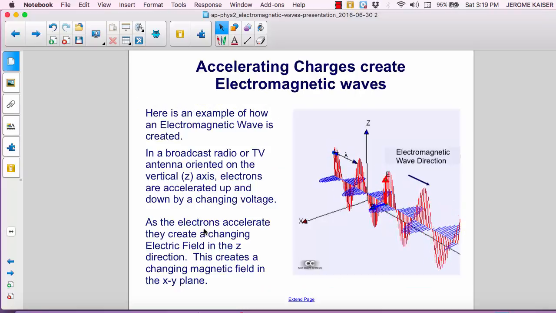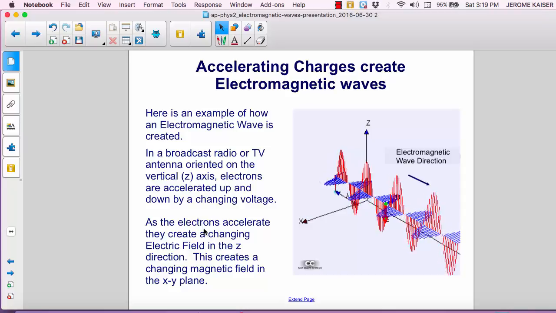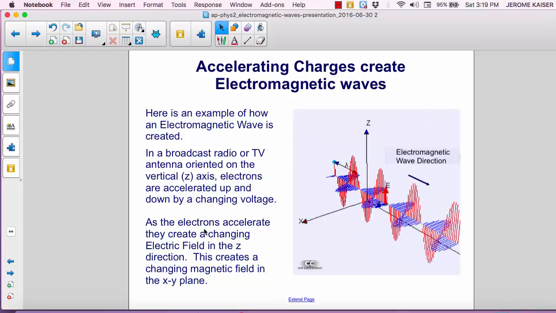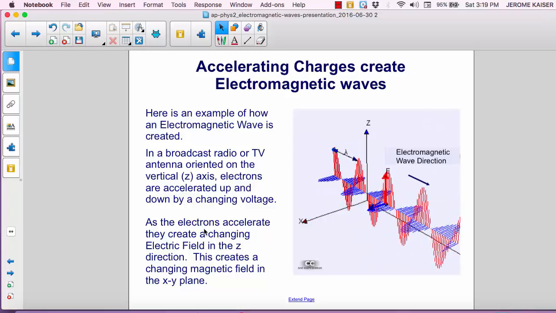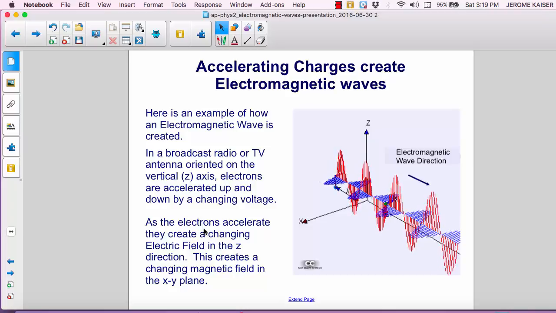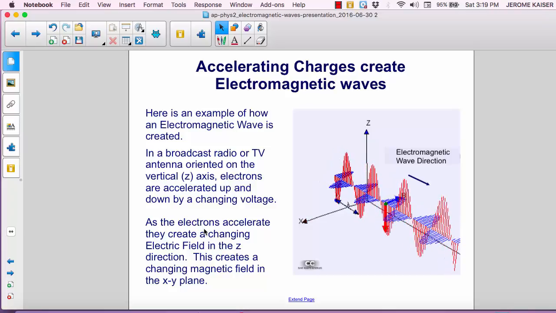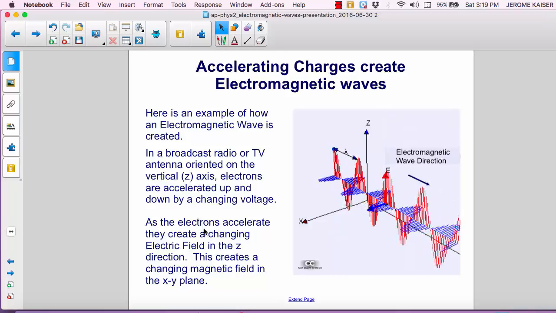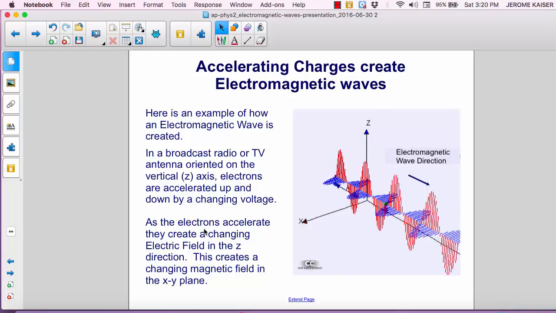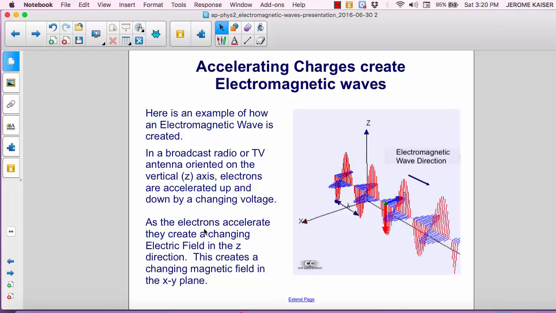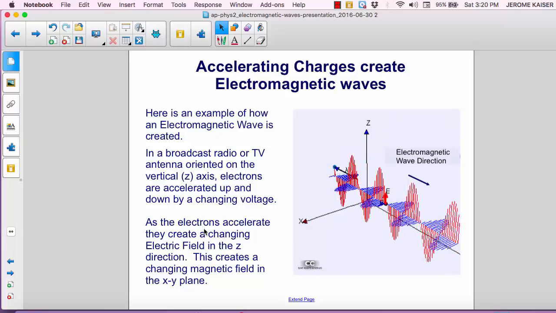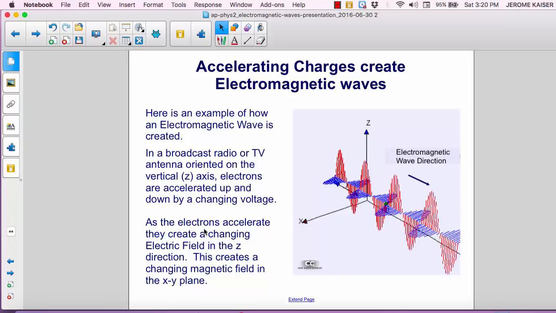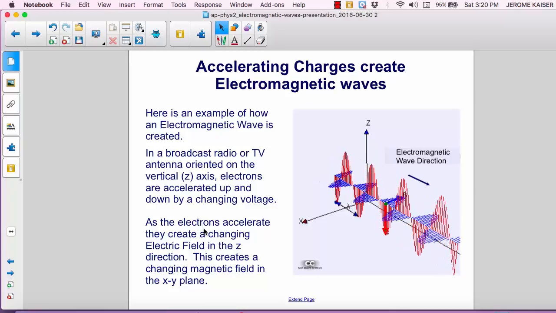In the diagram on the right, you can see an electromagnetic wave propagating, and you can see the changes in the electric field and magnetic field vectors as the wave propagates. In a broadcast radio or TV antenna oriented on, say, a vertical axis, electrons are accelerated up and down by a changing voltage. As the electrons accelerate, they create a changing electric field in the z direction, in the vertical direction. This creates a changing magnetic field in the xy plane.